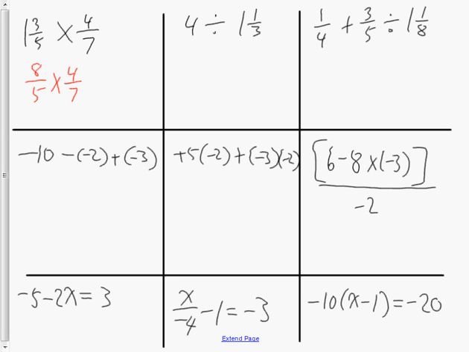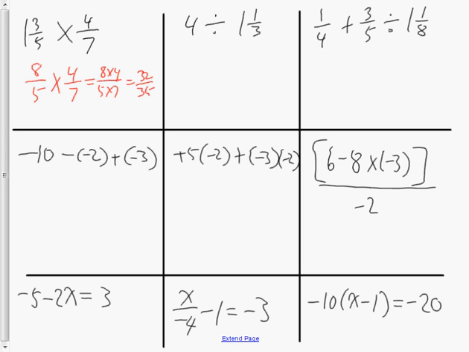But in this case, nothing can be cross reduced, which means I simply have to multiply my numerators and multiply my denominators, and I get 32 over 35, which is lowest terms. That is the answer in lowest terms. There are no factors that 32 and 35 share.